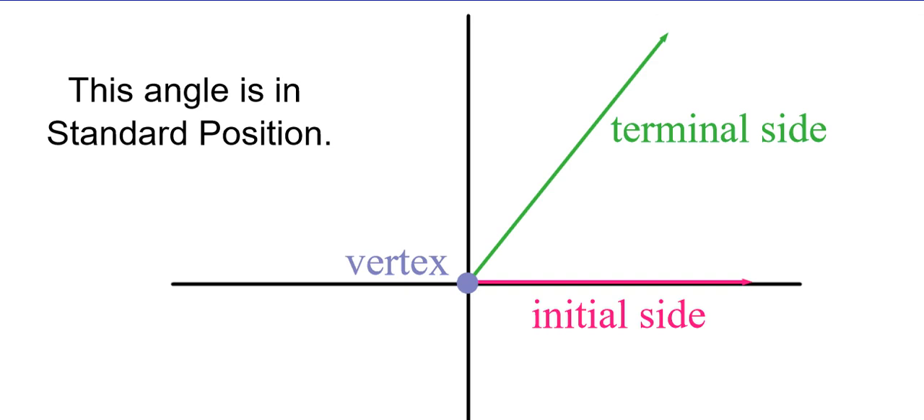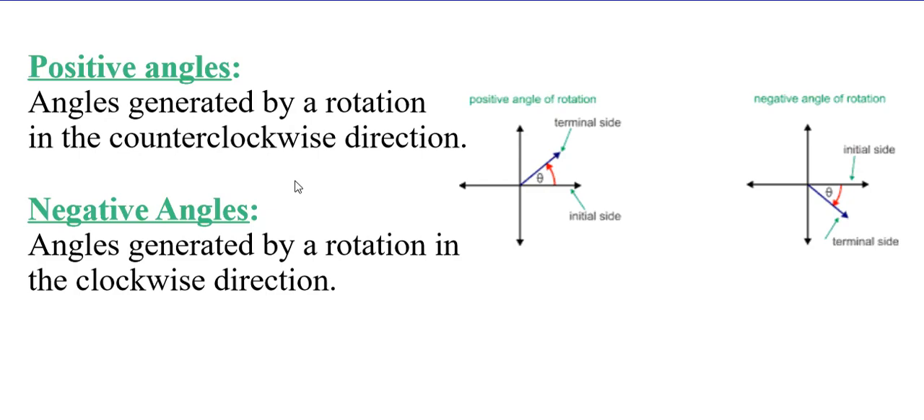Okay, first we started with angles, and we know we have an initial side, a terminal side, and where they meet is a vertex. The initial side is always in this position. This angle is in standard position. Angles can move in two different directions. The terminal side can open up counterclockwise, and that would be a positive angle, or if the terminal side opened down, that would be a negative angle.